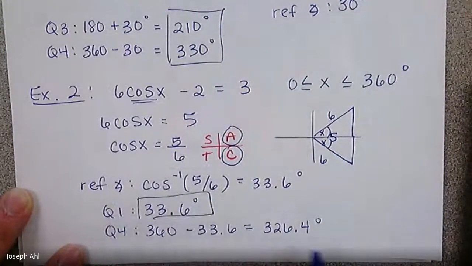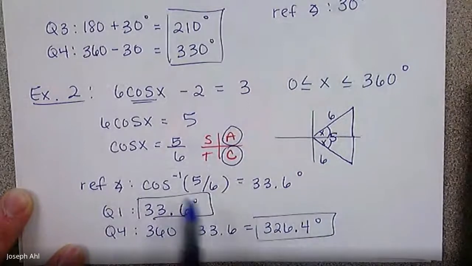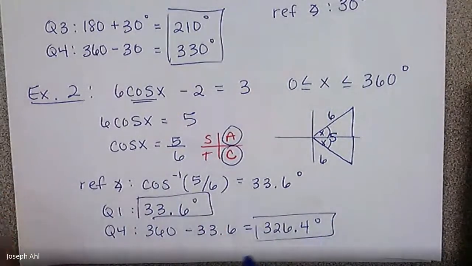Okay. And if you were to check this, we're not going to get exactly 5/6 as our answer because we did round these angles, but we should get something pretty close to 5/6 if I do cos of 33.6 degrees and similarly cosine of 326.4. Okay. Well, you know what? Let's do something with tan in it. Let's go on to tan.